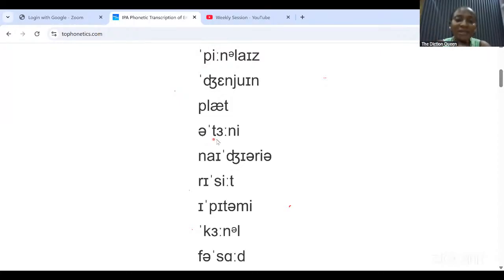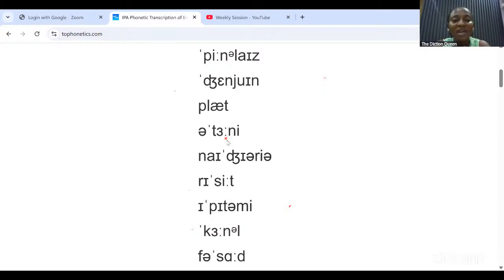The next sound we have is t. The next sound is a vowel sound, and it has 2 dots, meaning it's a long sound. Look at my mouth. My tongue is kind of relaxed, but the middle of my tongue, or should I say the center of my tongue, is kind of going down a bit. And I made a long sound.